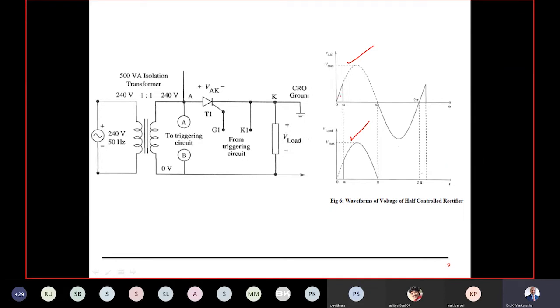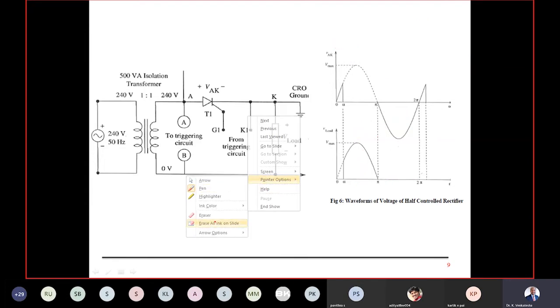Just see. Here some area is there, the remaining portion is there. I got the positive area. Here I don't have anything across the load. Here I have a negative area. Add them, I get the negative area. So I get my supply voltage. So this is how the circuit works.